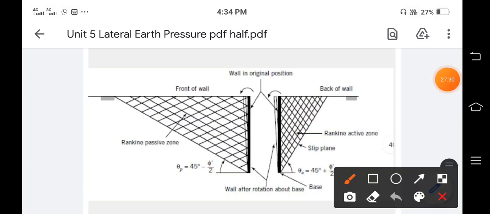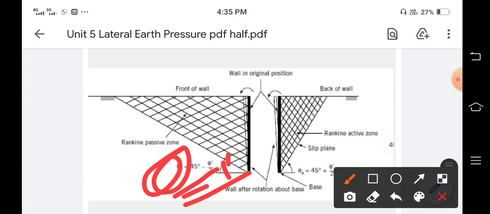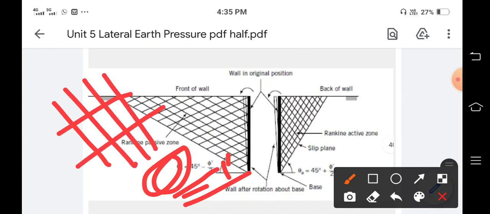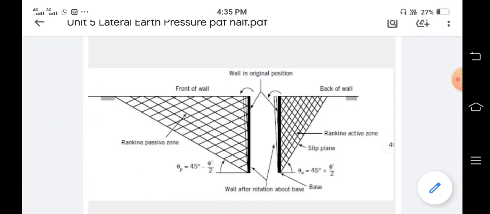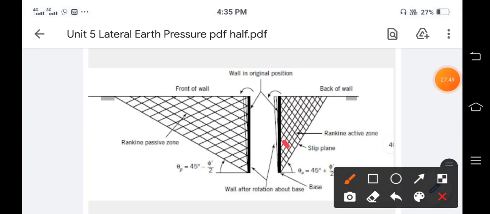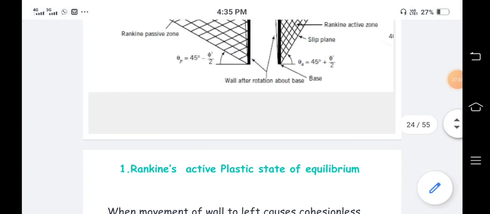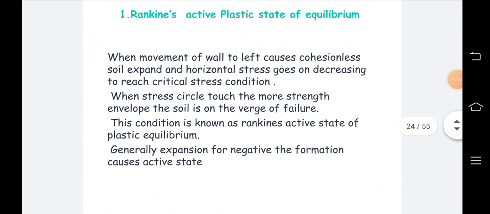And if you plot this failure zone, these are the failure zones, or the angle of the failure zone: 45 minus phi by 2, and here it is 45 plus phi by 2. So phi is called the angle of shearing resistance. Okay, so we see one by one.